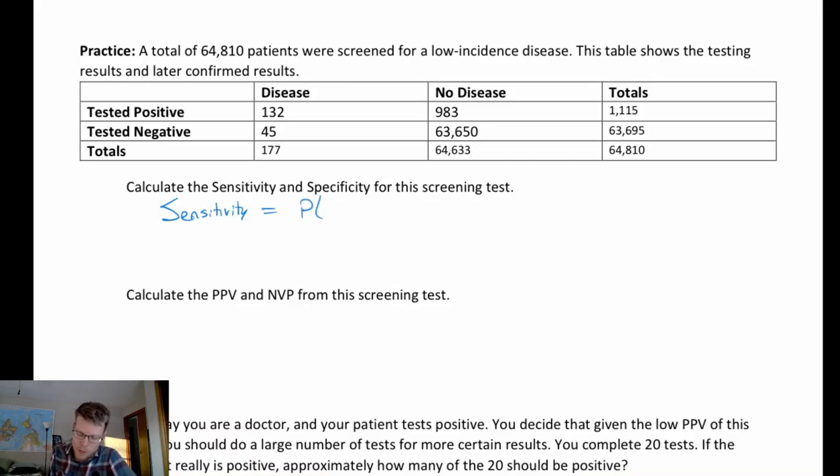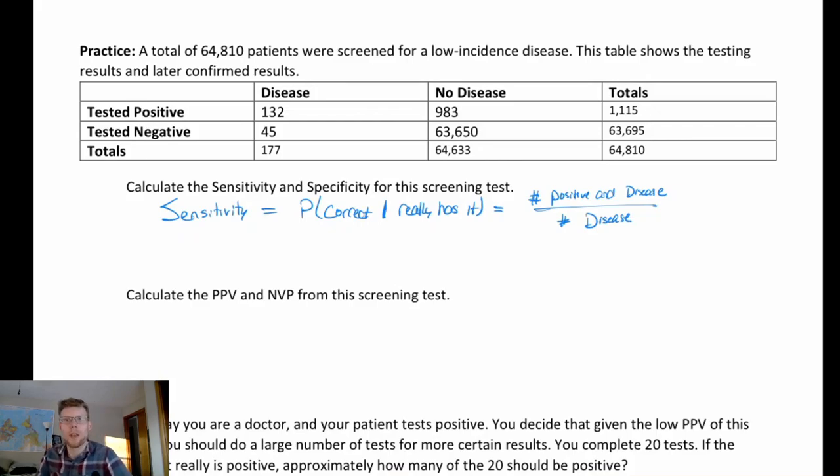As a reminder, this is the probability of getting a correct result given a person really has the thing, really has it. It's a probability for correct given they really have it. So then I'm going to look at the people who really have it. So the number of people, if you want to think about it this way, the number of positive and disease divided by the number with disease is really what we're doing. So of the people who really have the disease, we're being sensitive here, what proportion of them got a positive result?